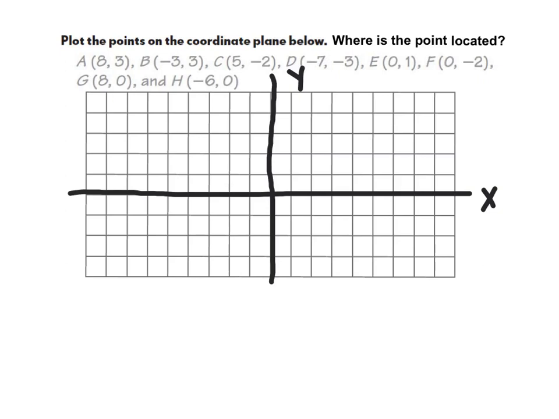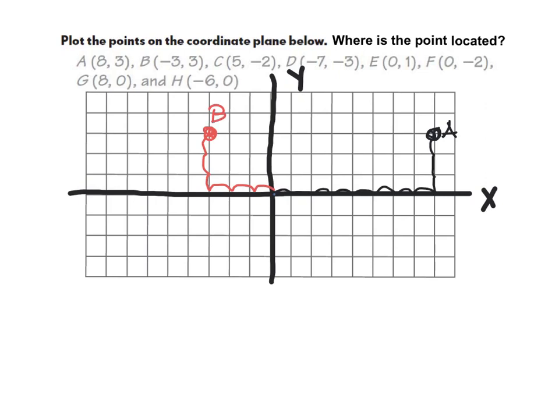Okay, for point A, it's at 8, 3. That means 1, 2, 3, 4, 5, 6, 7, 8, and up 1, 2, 3. And our point A is right here in quadrant 1. Point B is at -3, 3, so -1, -2, -3, and up 1, 2, 3. Point B is right here in quadrant 2.